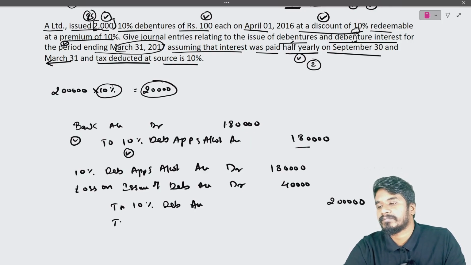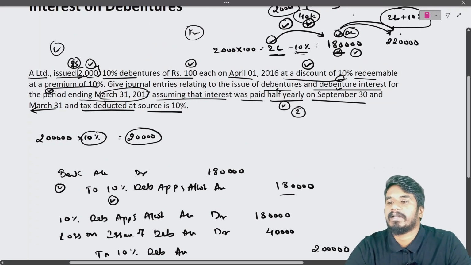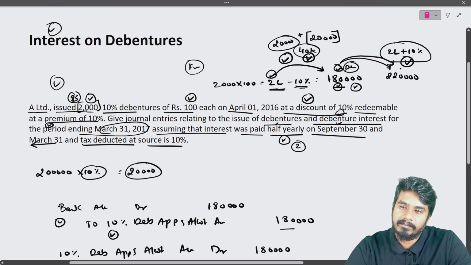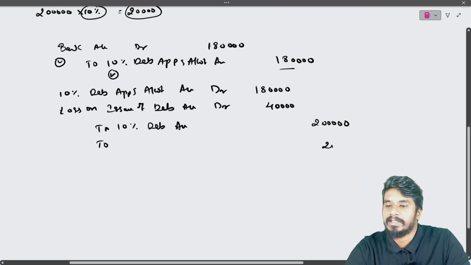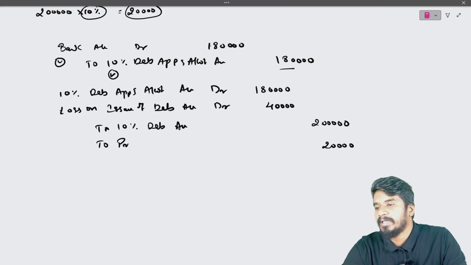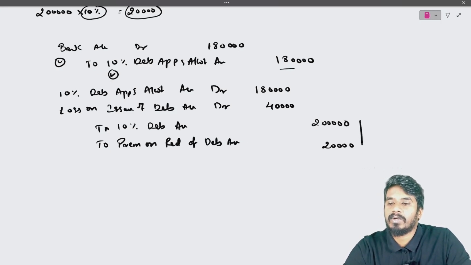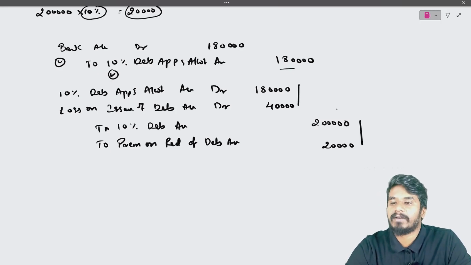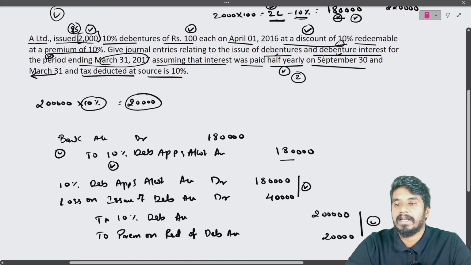The remaining is premium on redemption of debentures. We need to pay extra 10%, that 20,000 will come here. To premium on redemption of debenture, 20,000. So 2 lakh 20,000 and 2 lakh 20,000, so debit and credit are matching. Let us move forward with the interest entries.